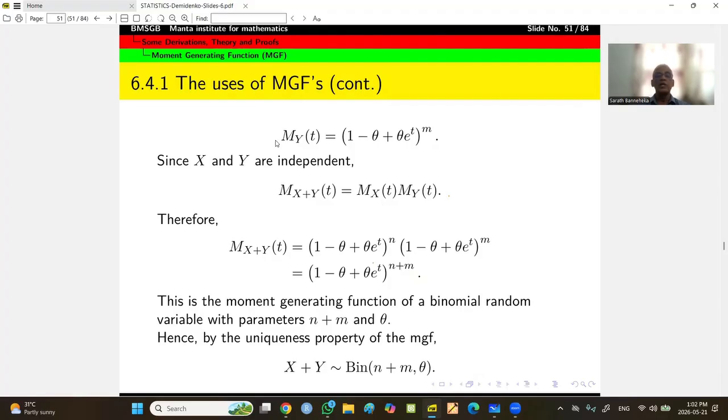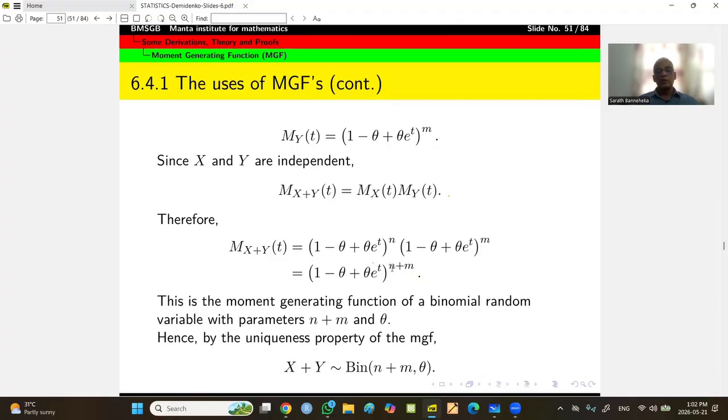So in that case, M_Y(t) will be (1 - θ + θe^t)^m, right? In the previous one, you had n here. Now we will use the result that we derived a few minutes ago: if X and Y are independent, then the moment generating function of X + Y is equal to the product of the two moment generating functions. Therefore, M_{X+Y}(t) will be equal to the moment generating function of X times the moment generating function of Y, which is given by this.